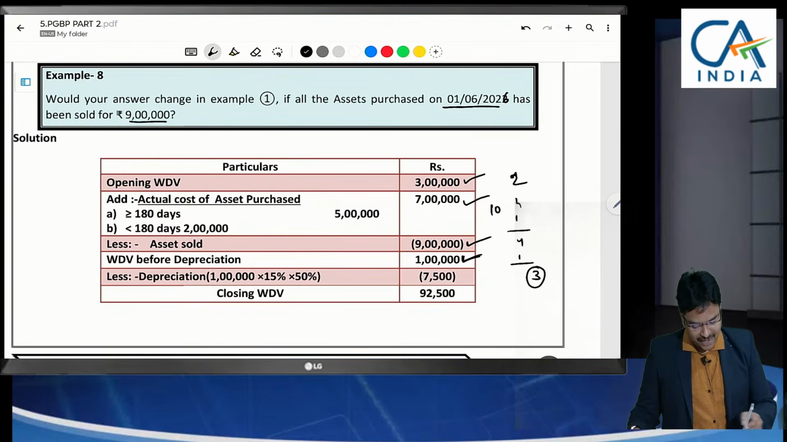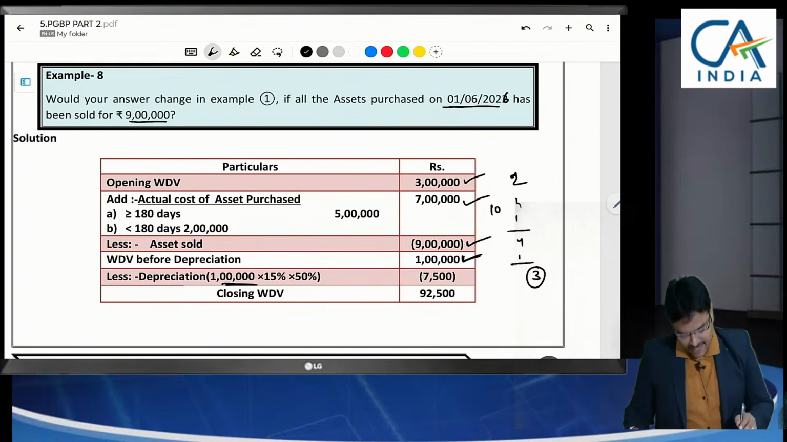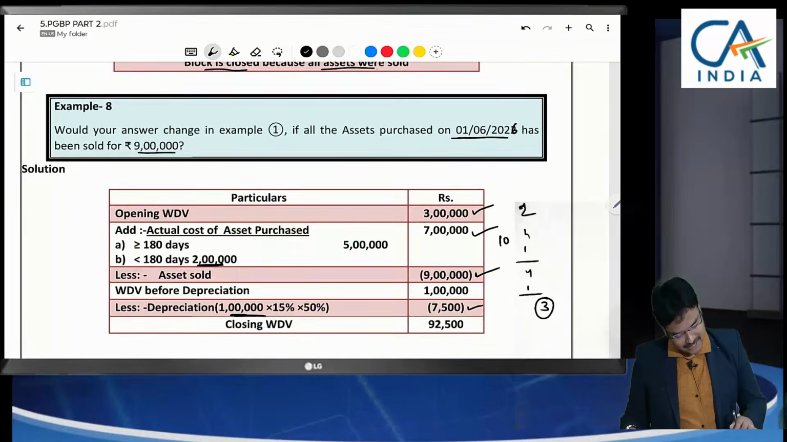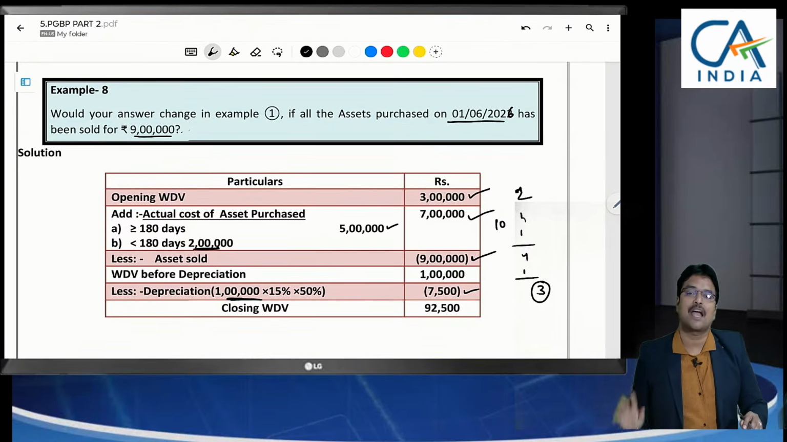On 1 lakh we can claim depreciation, because first preference should be given to assets purchased less than 180 days. Here the purchase of less than 180 days is 2 lakhs, but the block value itself available is 1 lakh only. That is why on that 1 lakh we are claiming half depreciation. Sir, opening asset is purchased for 5 lakhs. Yes. 5 lakhs asset sold for 9 lakhs means, can I say 4 lakhs capital gain?